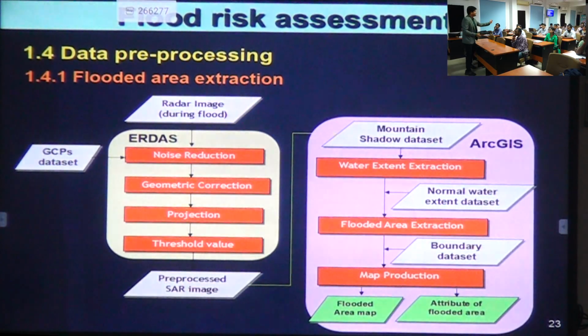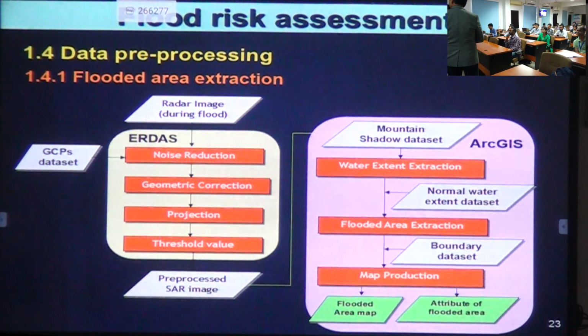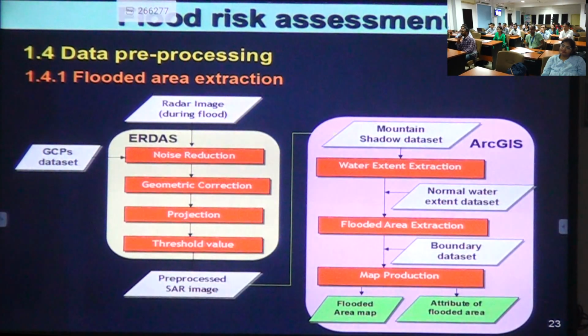Then finally we distinguish between what is the normal water extent during, let's say, monsoon time. That means rivers should be excluded, paddies should be excluded, lakes and all water bodies should be excluded because they are not the flood water. Right? That's the reason I put the normal water extent data set. After putting that, based on this threshold, then we calculate the flooded areas. Okay? Then finally we come up with the flood area.